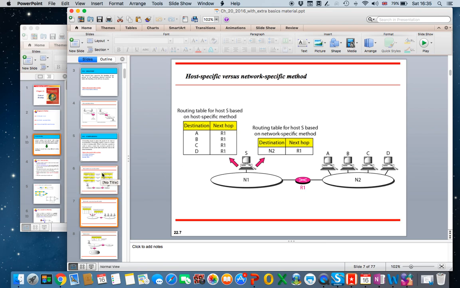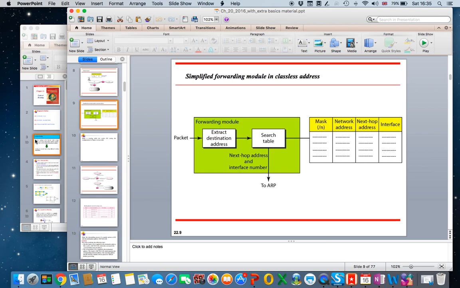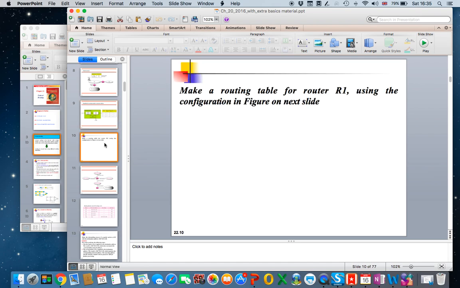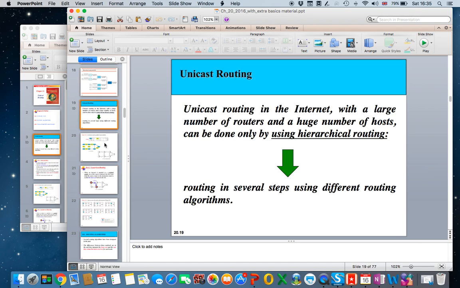We looked in the class about the concept of hierarchical routing. It says in the slide that unicast routing between a large number of routers and a large number of hosts on the internet can be done only by using hierarchical routing. Hierarchical routing was also explained in class using these slides.